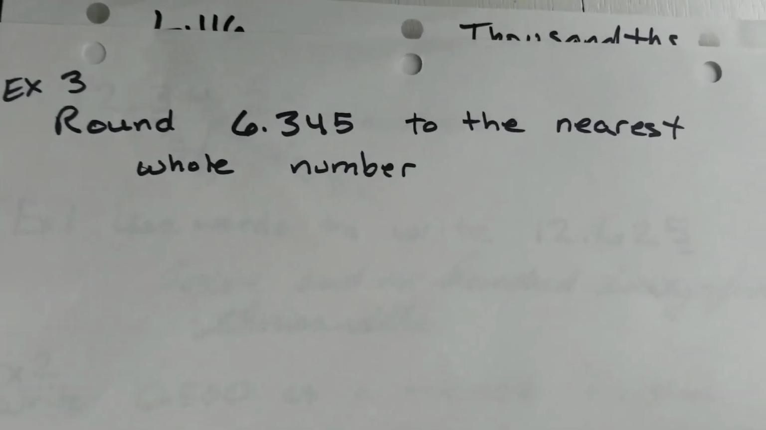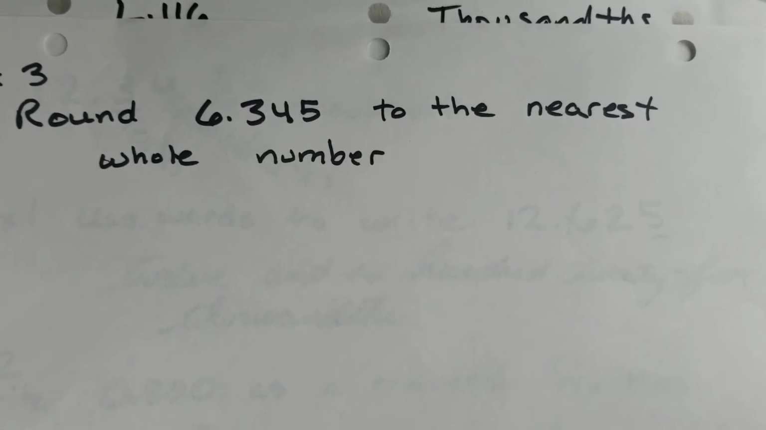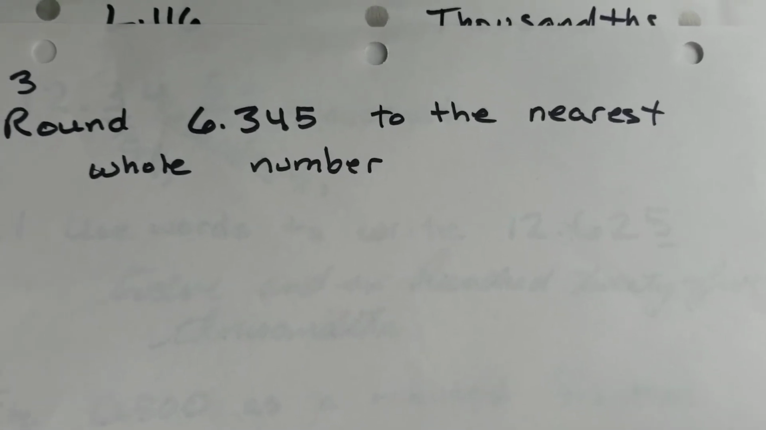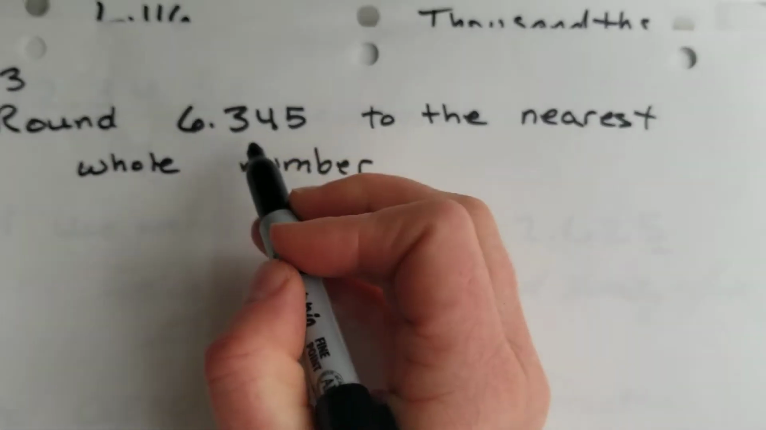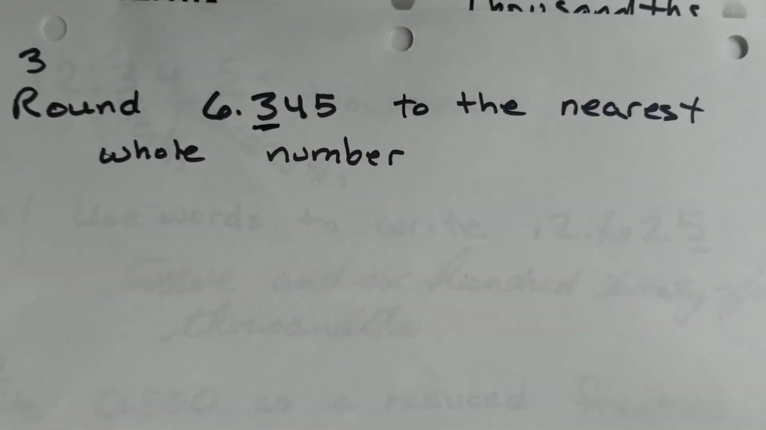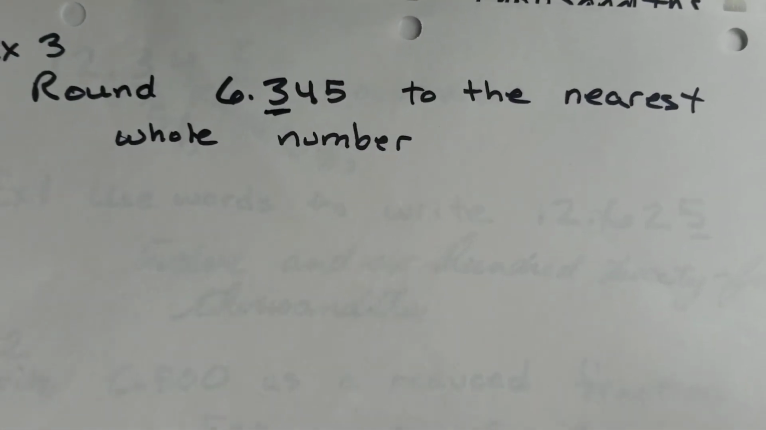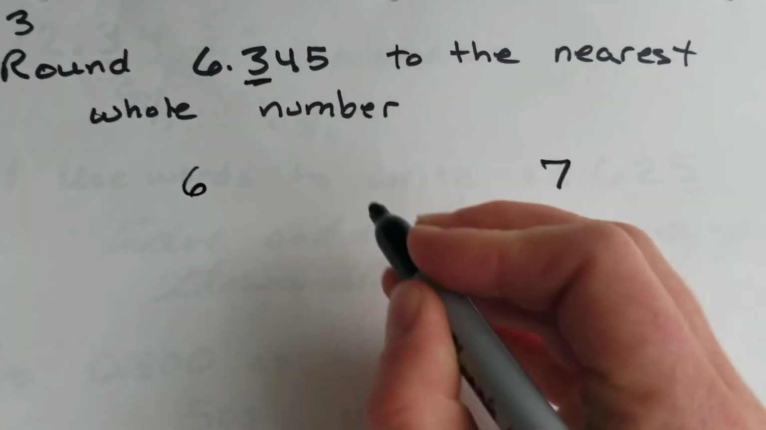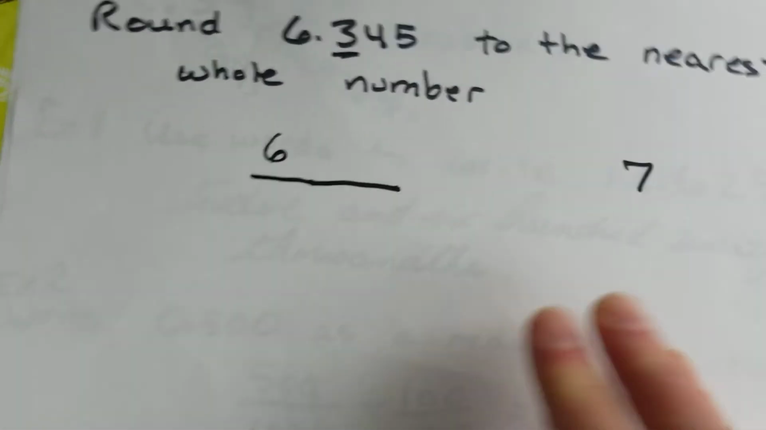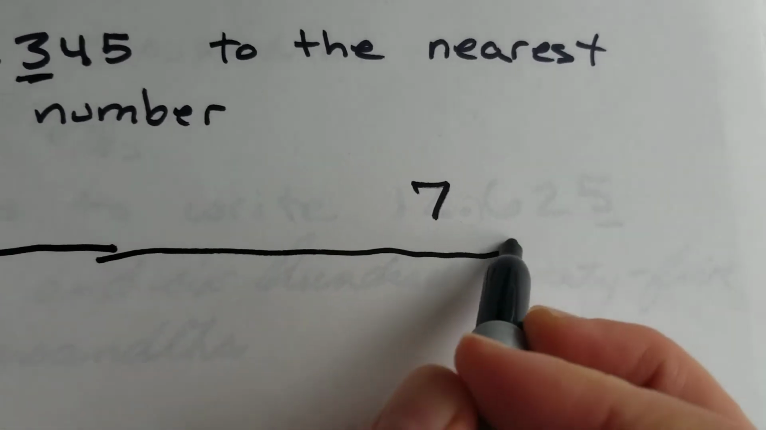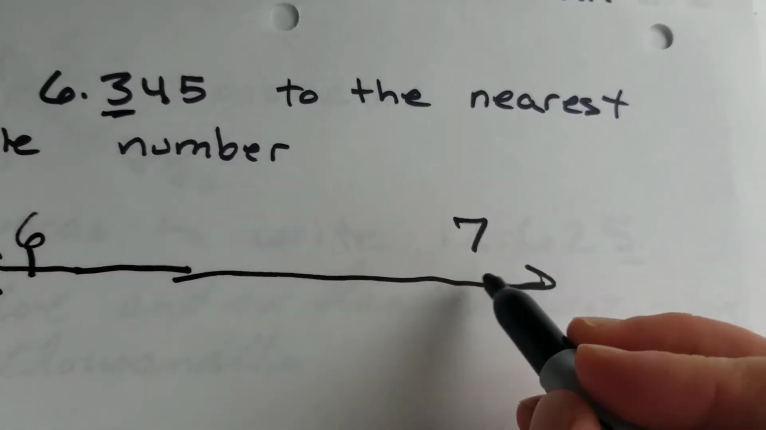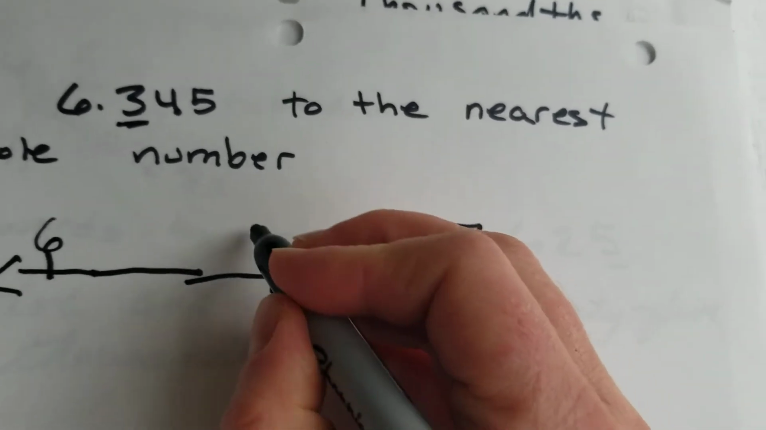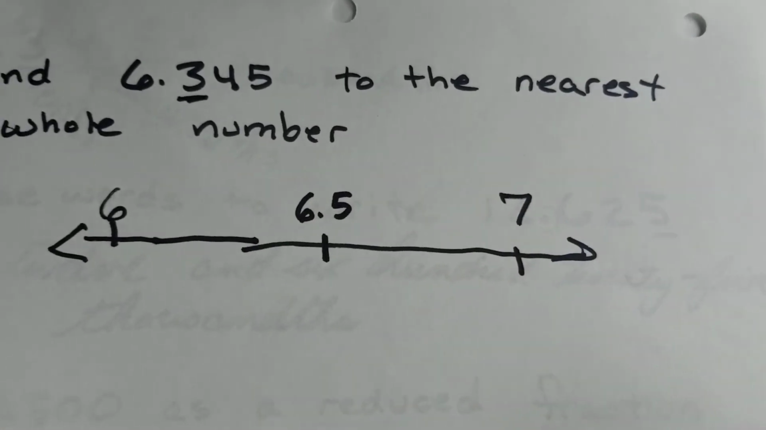All right, so our next paper here. Example 3, they want you to round 6 and 345 thousandths to the nearest whole number. What we really need to do is look at this number in the tenths place. Halfway between 6 and 7 on a number line would be here, which would be 6.5, 6 and 5/10ths.